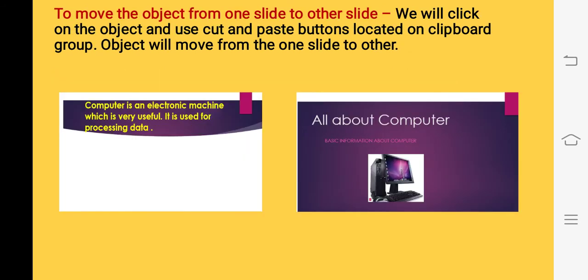To move the object from one slide to another slide, children, we use cut and paste options located on the clipboard group. First of all, we click on the object and then we use the cut button, and then we come to the next slide and we use the paste button that is also located on the clipboard group. We will see the object will disappear from the original slide and come to the present slide. So this way we can move the objects.